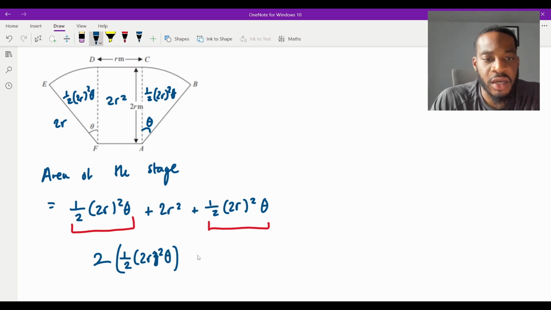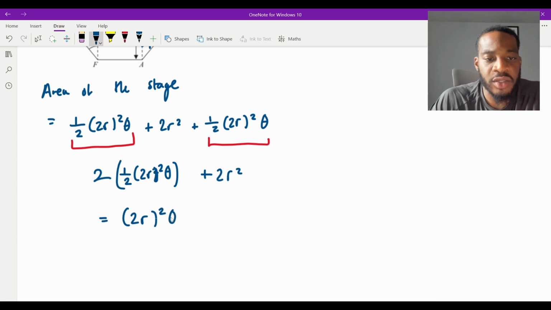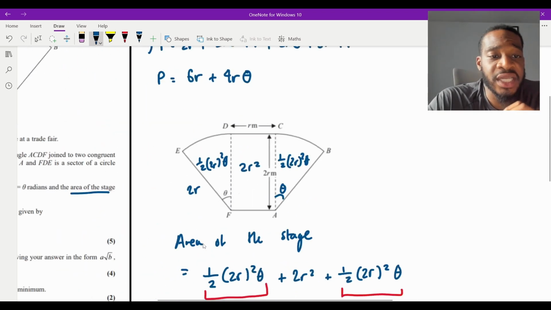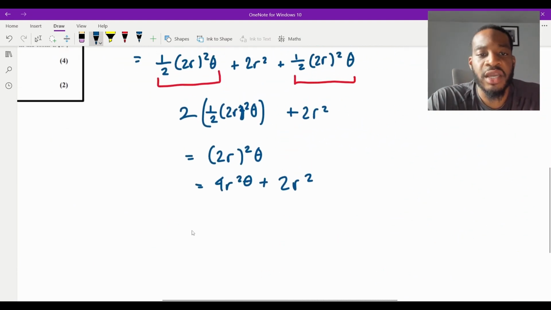Squared there and then theta and then plus 2r squared. And tidying that up, the 2.5 will cancel. It's going to be 2r all squared theta, which is just going to be 4r squared theta, isn't it? And then plus 2r squared. Now remember, this is the area of the stage, which they did tell us is equal to 30 meters squared. So therefore, I can just equate this to 30.